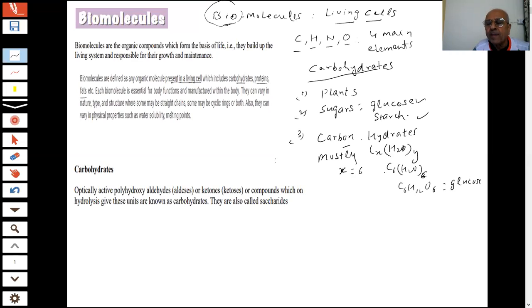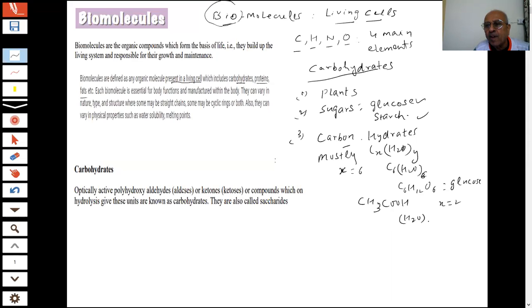But the problem is that this is not applicable for all organic compounds, and even certain compounds which fit into this CxH2Oy formula are not carbohydrates. For example, acetic acid. How many carbons are there? Two carbons. So x is equal to 2.